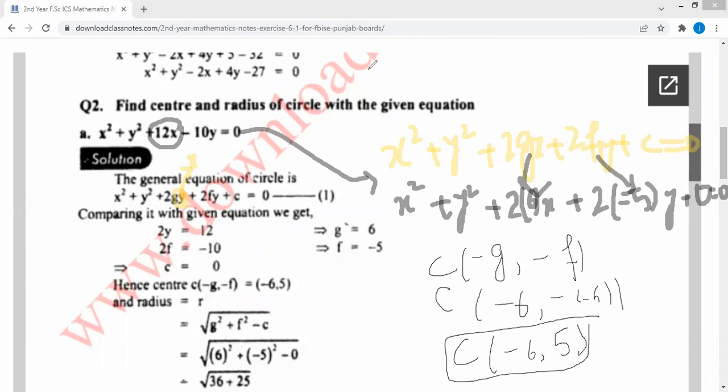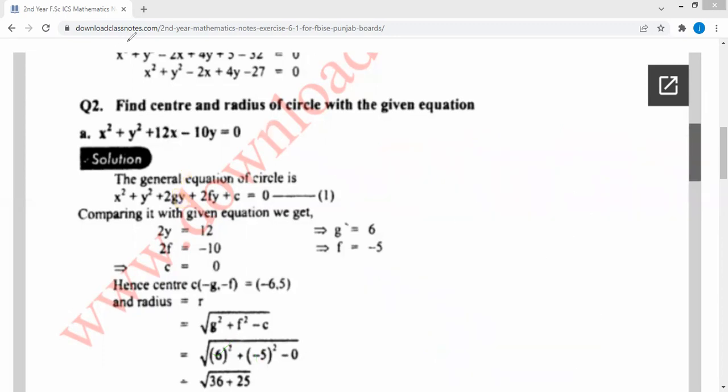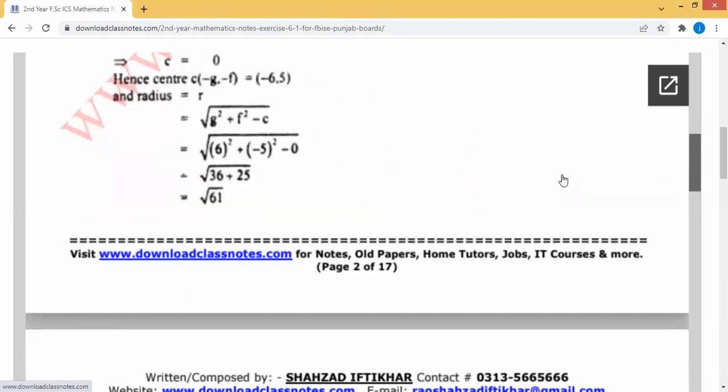Now the radius value. I found the center from here, and now the radius will be r equals under root g square plus f square minus c. What is the value of g? The g value is 6, so it will be 6 square, which is 36. f is 5, so it will be 25. And my c is 0 in this case. So it will be under root 36 plus 25, and from this I can find the radius of my equation. So the radius will be under root 61.